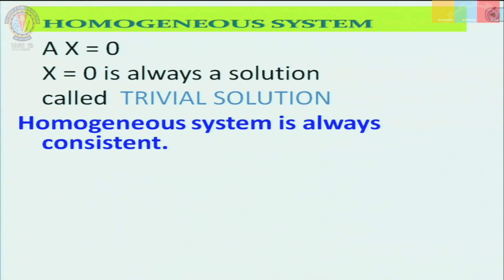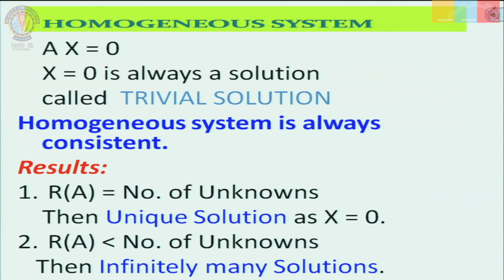Now, in exactly a similar situation, when b is 0, you will always get a trivial solution. A homogeneous system is always consistent, which I have explained. In this case, there is no need of finding the augmented matrix. The reason is that the column B is always 0, because B is a 0 matrix here. Therefore, we shall use elementary operations only on A and see what the row rank of A is.